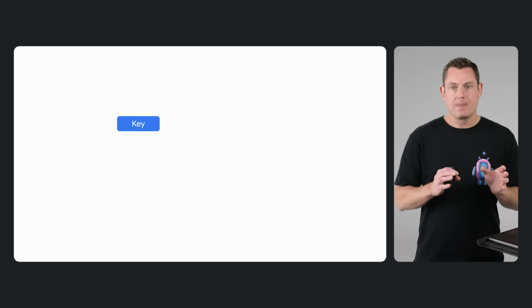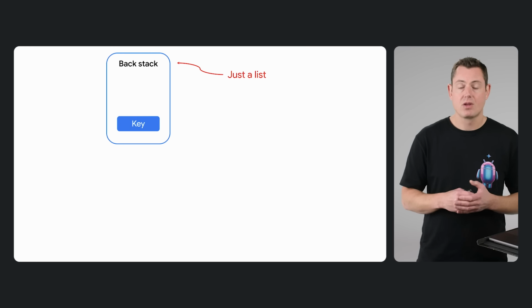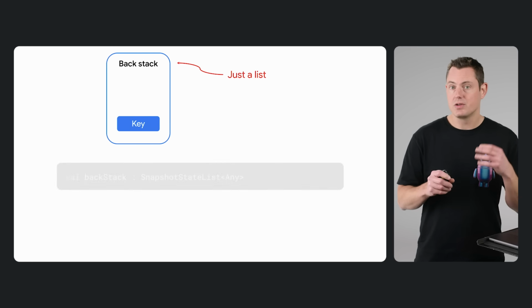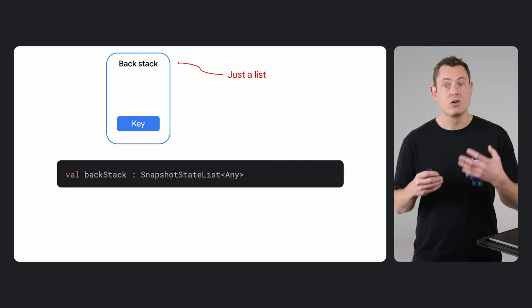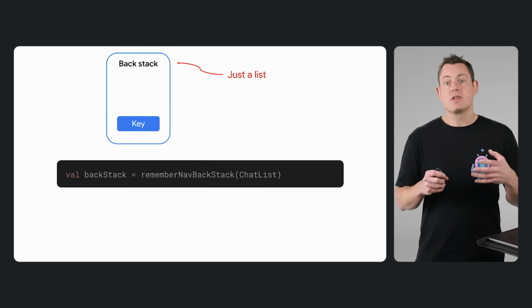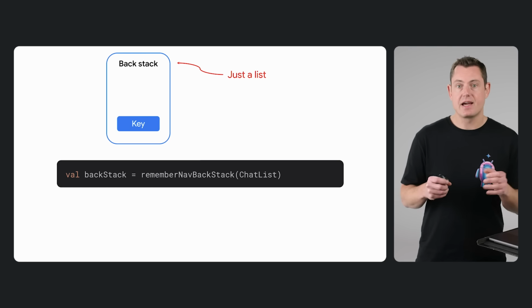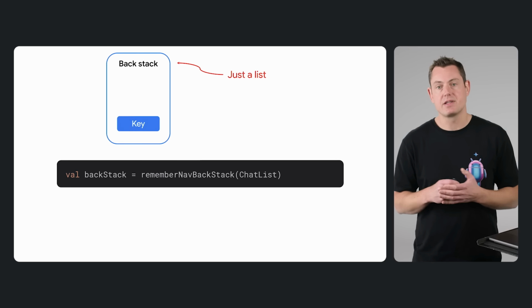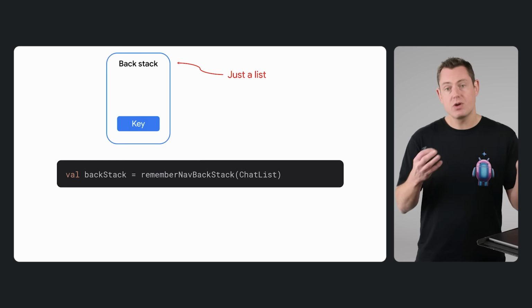So to navigate, you add these keys to a list known as the backstack. You own the backstack, but the type must be a list backed by Compose state, so that Nav3 can observe any changes to that list. If you're using the NavKey interface for your keys, you can use the rememberNavBackStack helper function to create your backstack, and this will retain your backstack through config changes and process death.